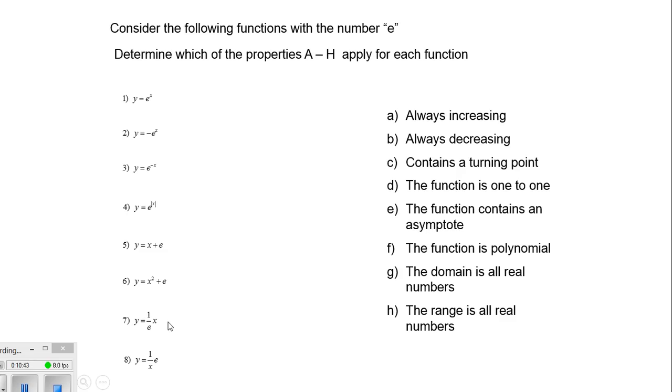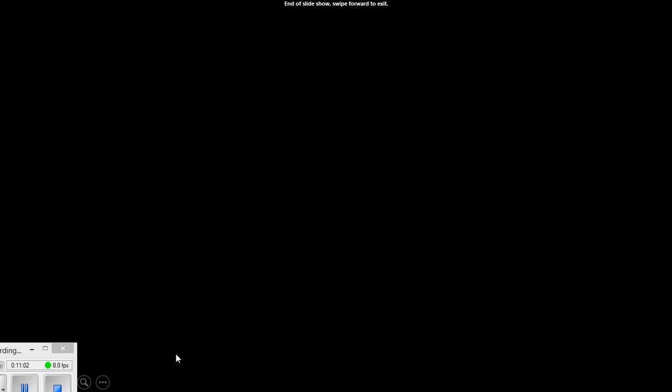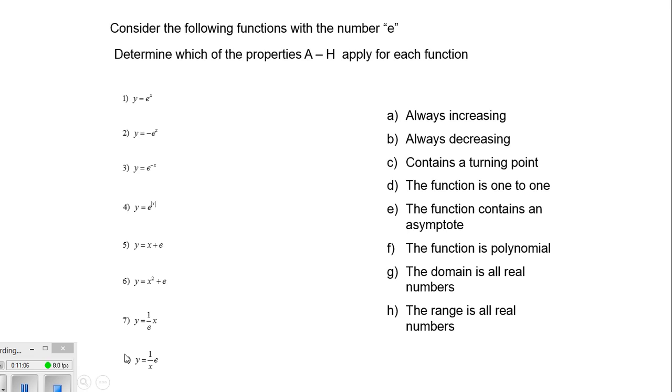I like that, 1/e. Here's my rational function. I knew I had one in there. 1 over x, or the same as saying e over x. So it's going to have that same kind of behavior as 1 over x, just the rate at which it approaches the asymptote is going to be a little quicker. So there you are. That's everything that is dealing with the number e.